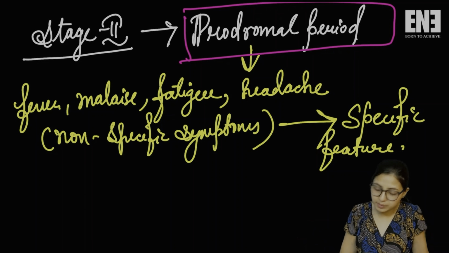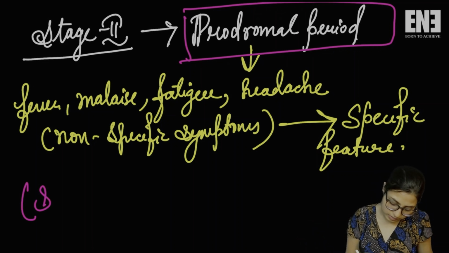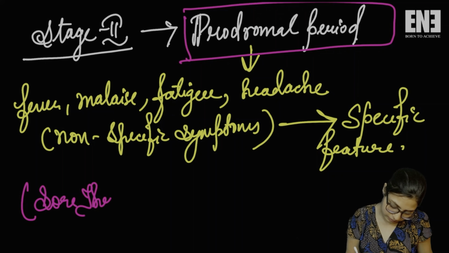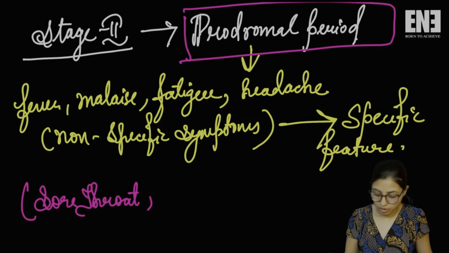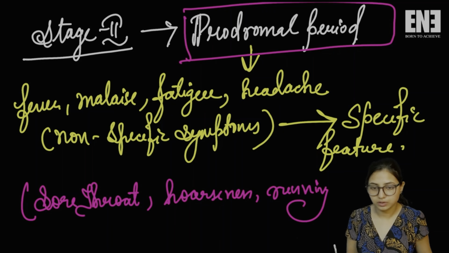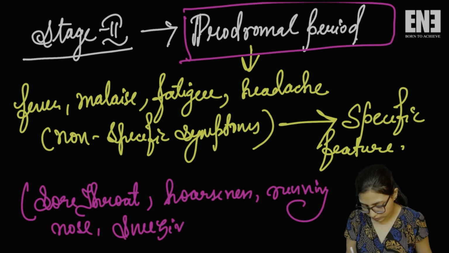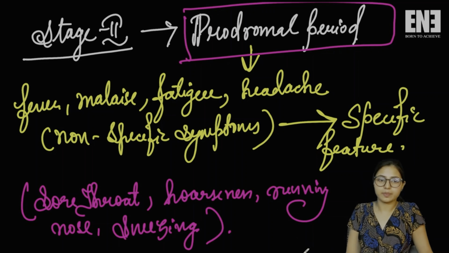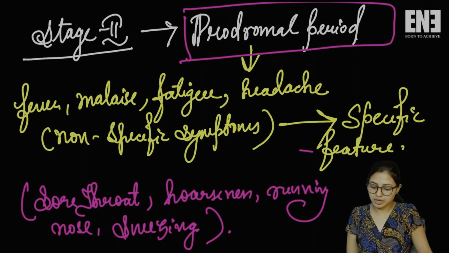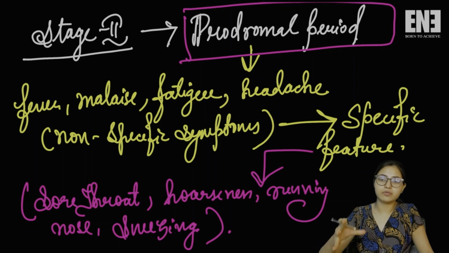Okay, so specific symptoms means like influenza की क्या specific symptoms हो सकते हैं, like sore throat, yes, and hoarseness of voice, running nose, okay, sneezing, etc. Yes, so these are the specific features of what disease condition? Influenza. So this is the prodromal period for influenza.